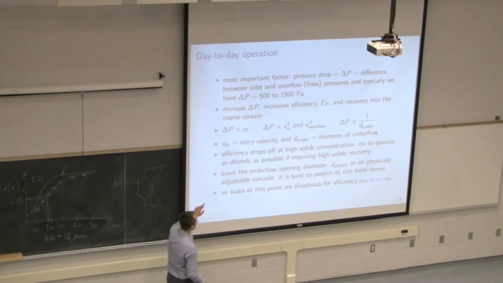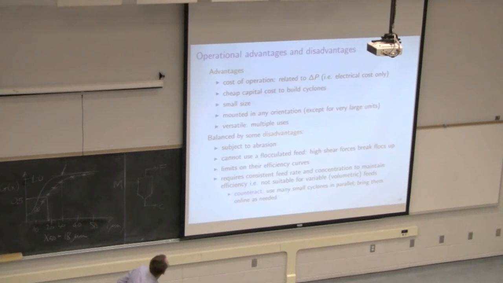In general, what we find is that the efficiency of our cyclone will drop off at very high solids concentration. So the more solids there are in your feed, the less efficiently you can remove them. So what companies will often do, because the carrier fluid is air, is simply inject extra air to dilute the suspension coming in. Okay, so what I'd like to look at next is a bit on how. Oh, there's one more slide before we look at it.